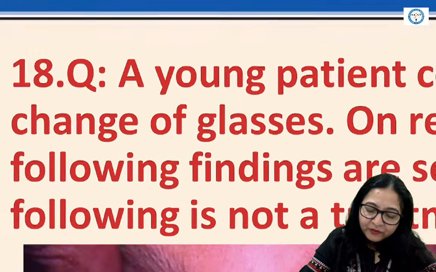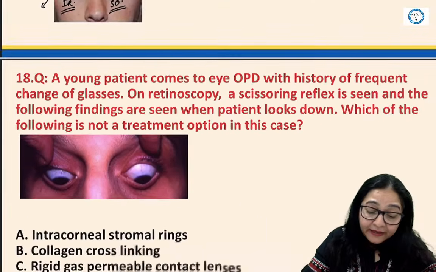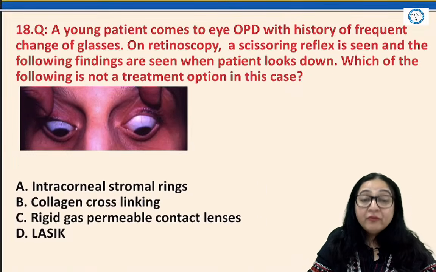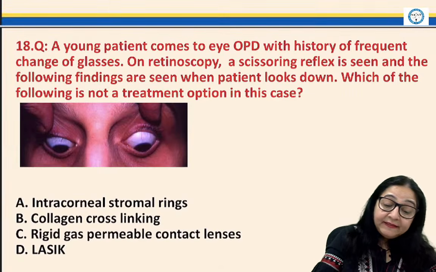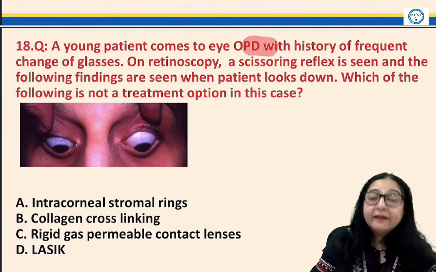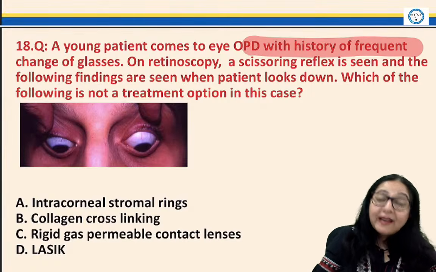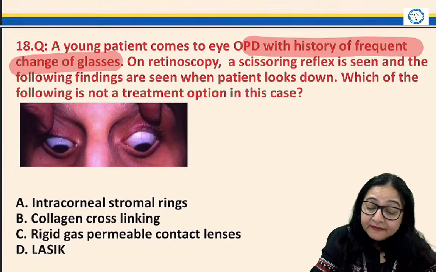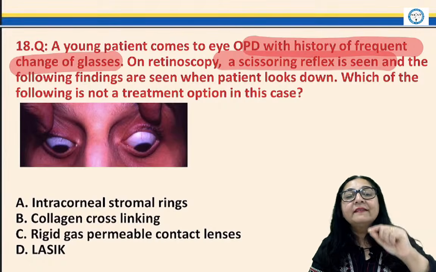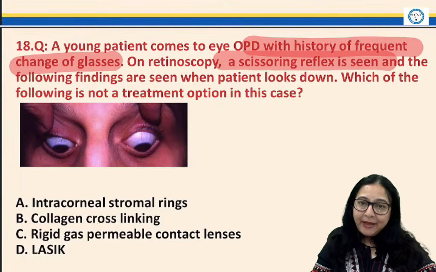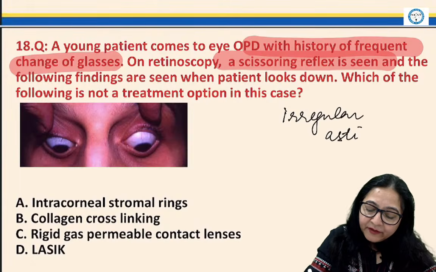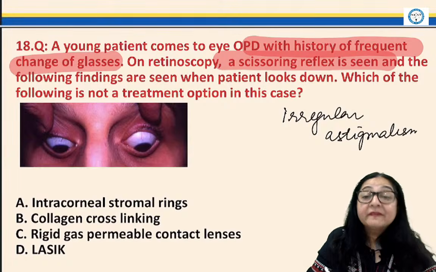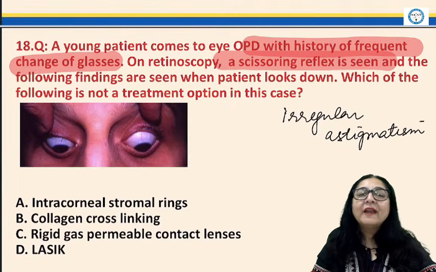Let's move on to the next question for you. A young patient comes to IOPD with history of frequent change of glasses. On retinoscopy, a scissoring reflex is seen. Again, all the things which you have already read. History of frequent change of glasses. On retinoscopy, a scissoring reflex is seen. Scissoring reflex is a feature of irregular astigmatism. And irregular astigmatism is never satisfactorily corrected by the glass prescription. So that is why frequent change of glasses.